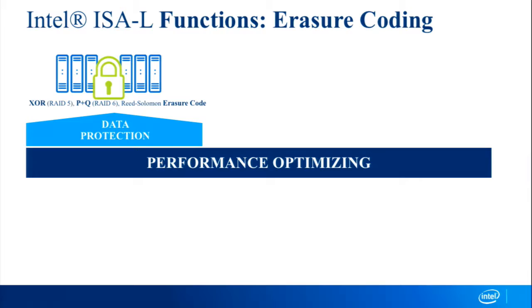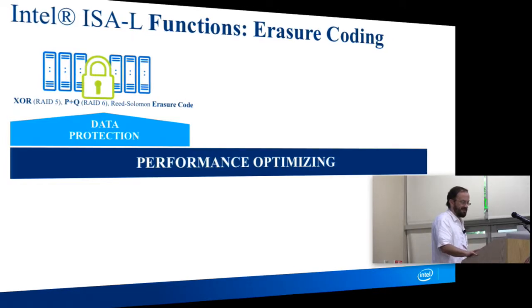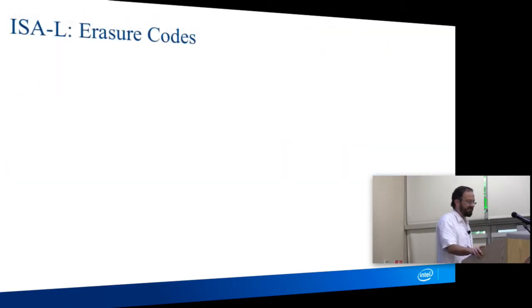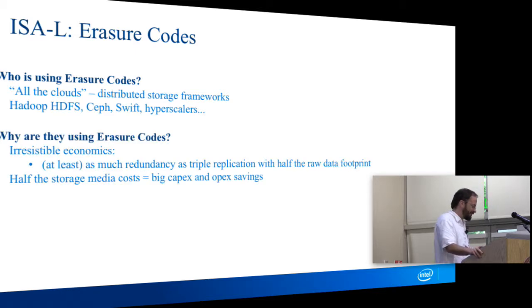So finally, we have erasure codes too. Erasure codes are becoming pervasive in storage systems, and it seems everyone's implementing them. All the clouds and distributed storage ones either have some or are planning them: Hadoop, HDFS, Swift, Ceph, and other hyperscalers are also implementing them. And the reason is that the economics are irresistible.